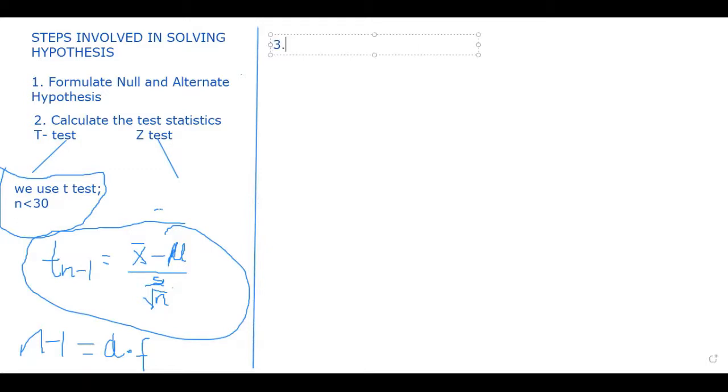Step 3. I think that is to determine your p value. P value, that is the probability of the t test. So the p value is actually a probability of your test statistic.